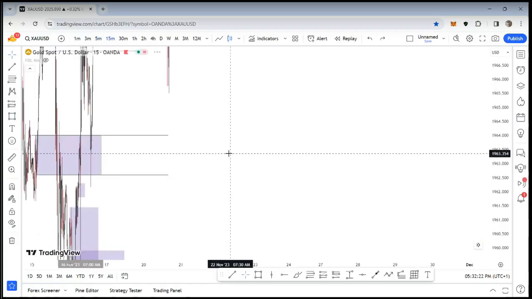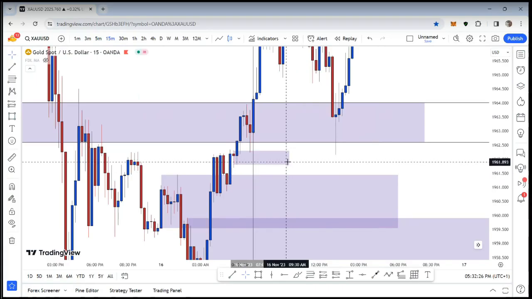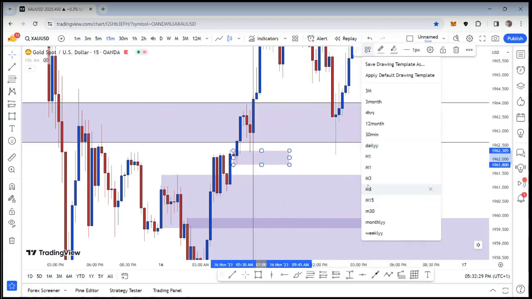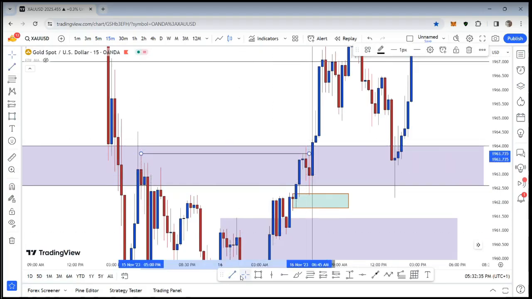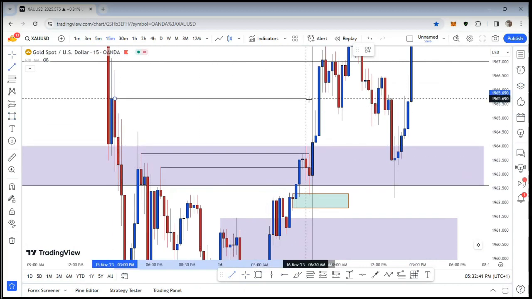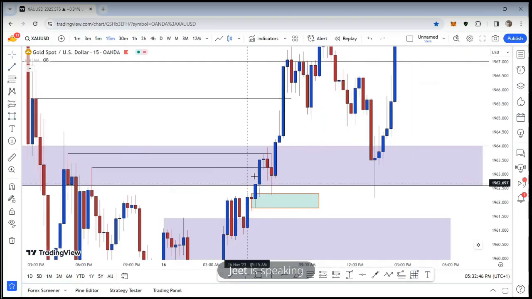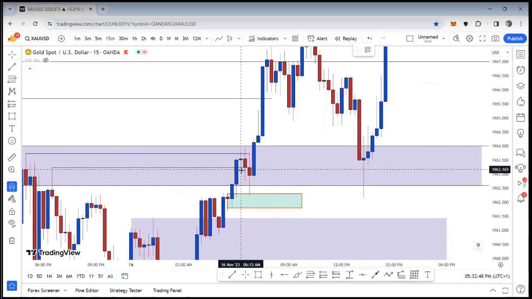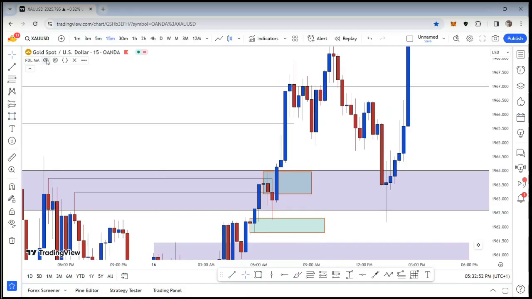Let's go back first of all. So this right here is 15 minutes. And first of all, look at this, guys. This last zone has been violated. This last week here has been violated. So obviously, if we have a break of this level, this is where we are heading to. First of all, look at this. Price broke that level.